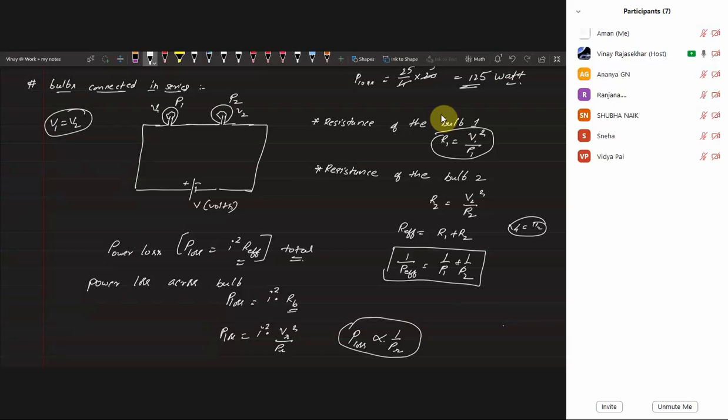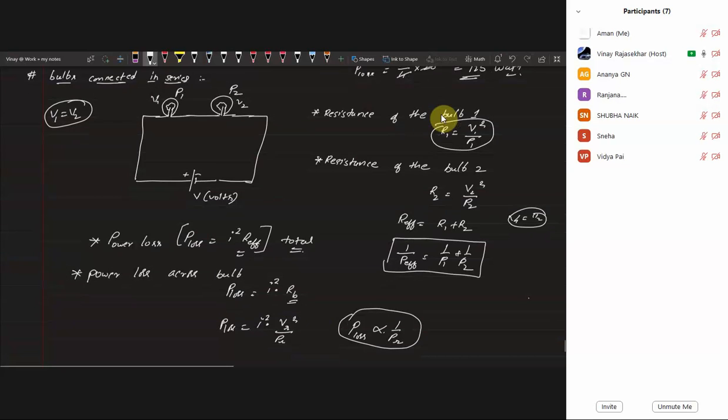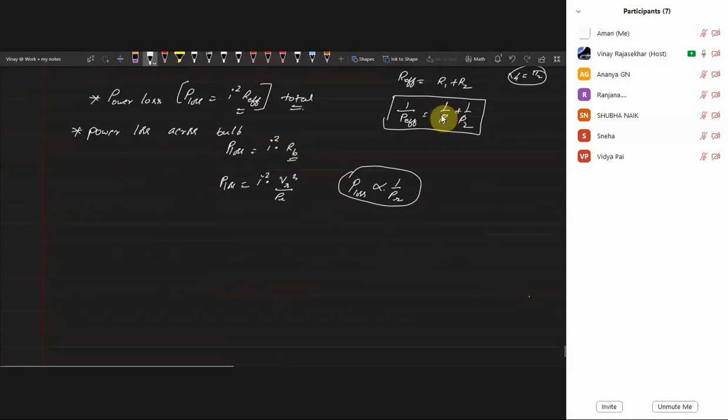So JE students, try to understand step by step what we did. We calculated total power loss across the battery, and power loss across the bulb. Based on this, I finally will give you one shortcut. NEET students, please remember the shortcut, and JE students remember the procedure. This is the procedure. I didn't give any problem, I just gave the procedure for how to solve.